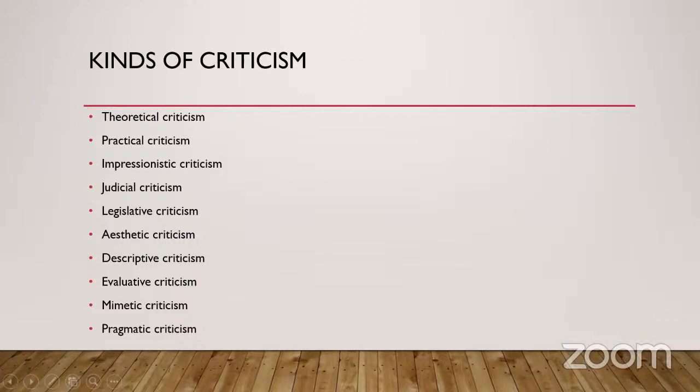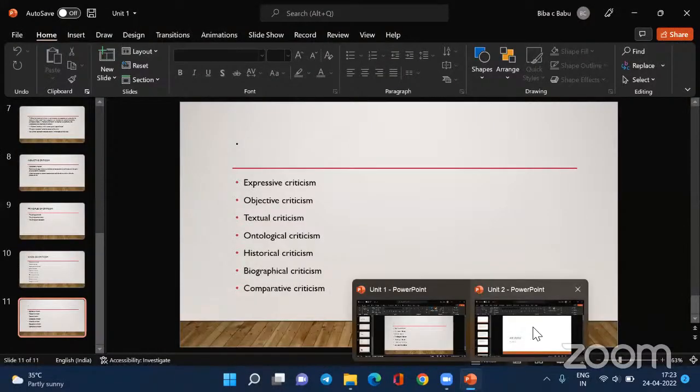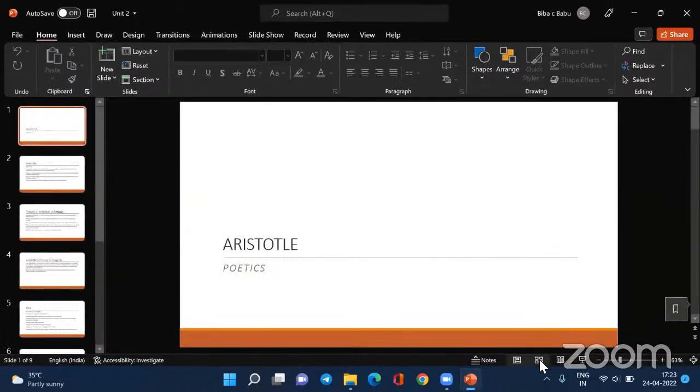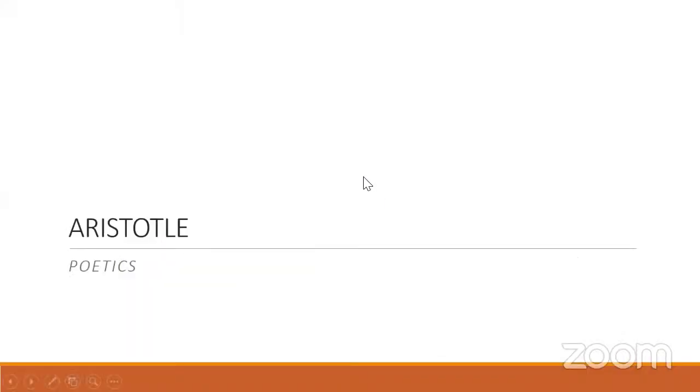So this is about the first unit. Today we can discuss Aristotle's Poetics also. In the first unit, we discussed the general idea about criticism, right? And in the coming modules, we are going to look into each literary period, and we will take one example. First, we will discuss Aristotle.